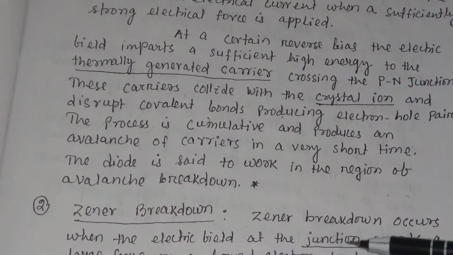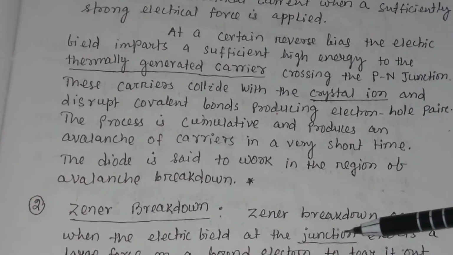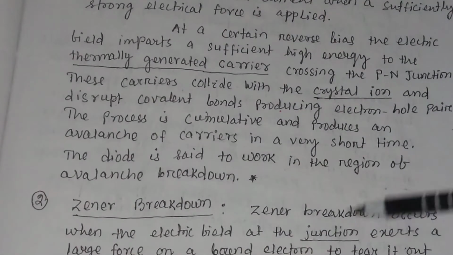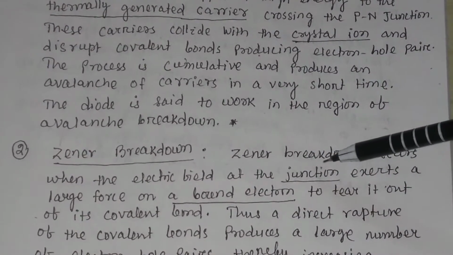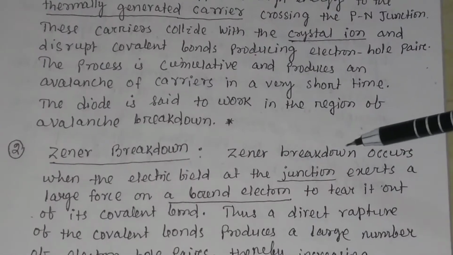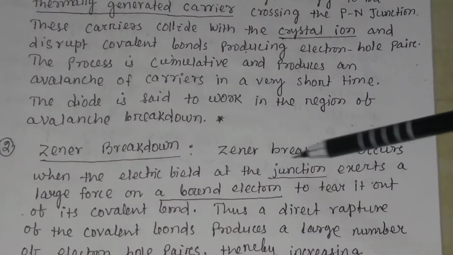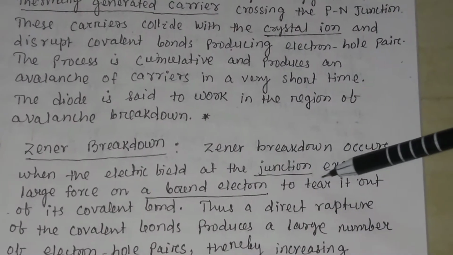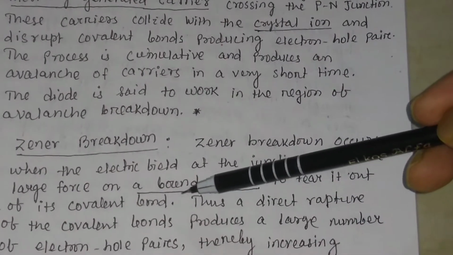What is Zener breakdown? Zener breakdown occurs when the electric field at the junction exerts a large force on a bound electron. We know the bound electrons are at the junction. So Zener breakdown occurs when the electric field at the junction exerts a large force on bound electrons to tear them out of their covalent bond.